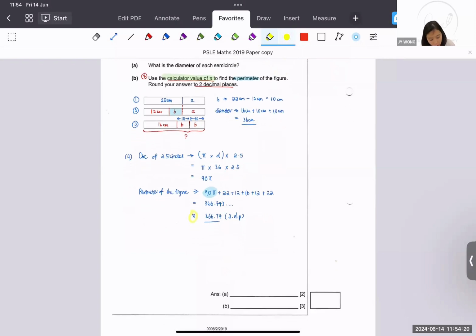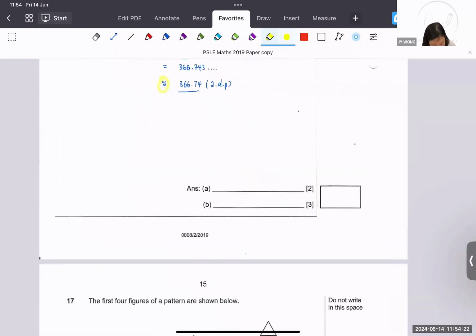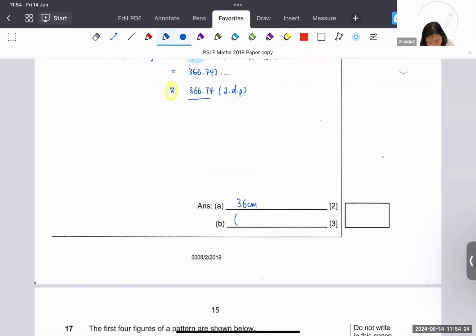So please write in the correct units. The first one is 36 cm. The second one is 366.74.